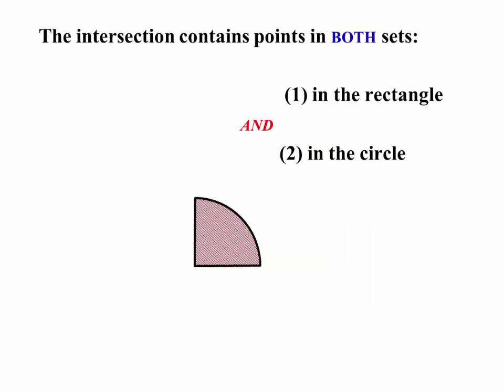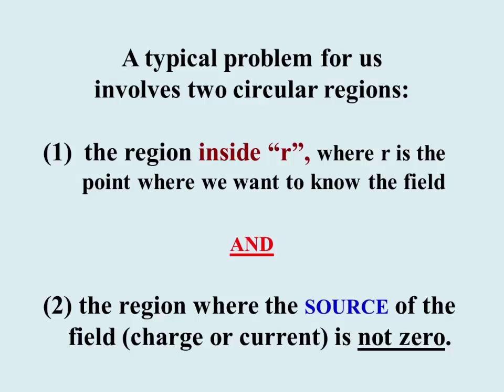That intersection region contains points in both sets. That is, it's in the rectangle and it's in the circle. Points that are in the rectangle but not the circle, or points that are in the circle and not the rectangle, must be excluded. That is the fundamental idea of an intersection of 2 sets.